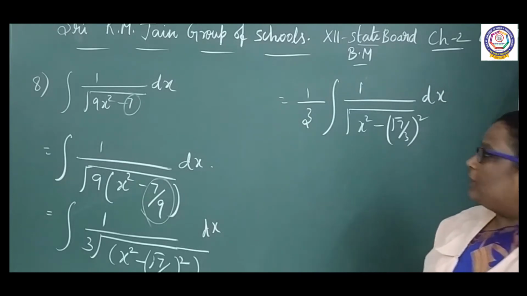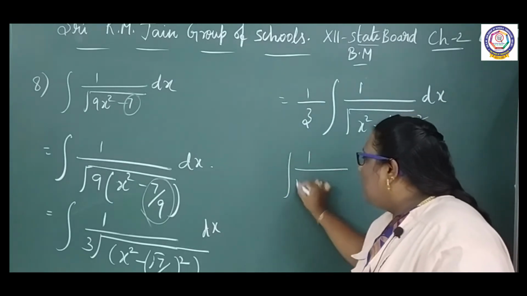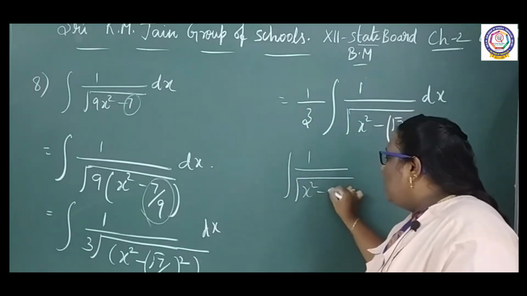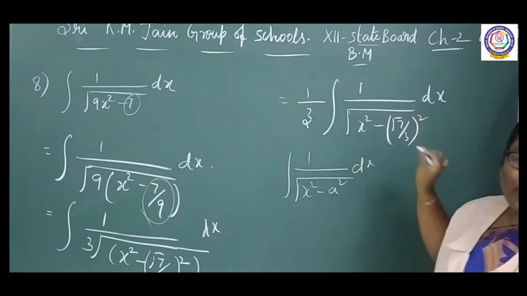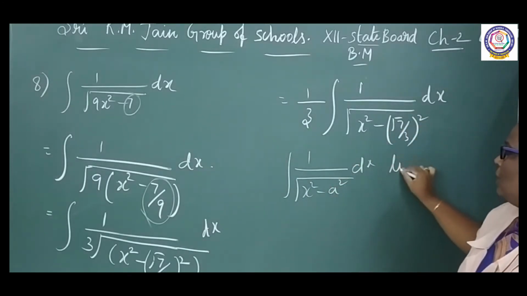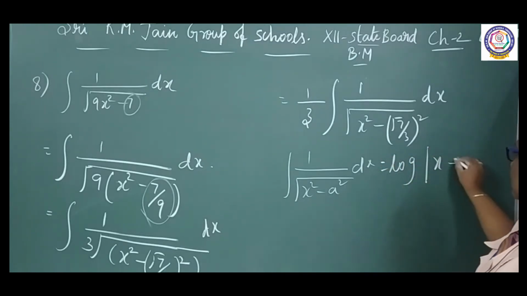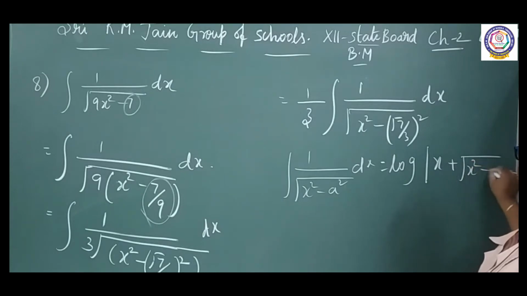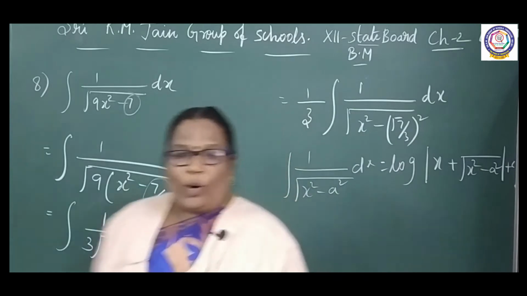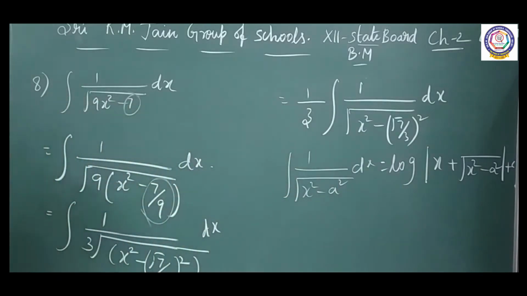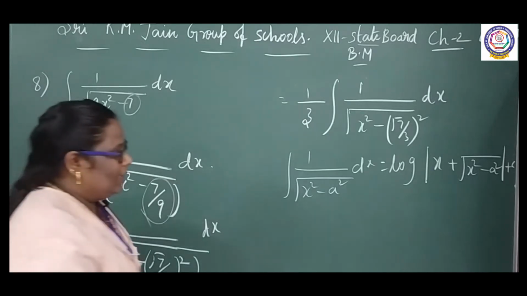So what is the formula for this? Integral 1 by root of x square minus a square into dx equals log of modulus of x plus root of x square minus a square plus c.